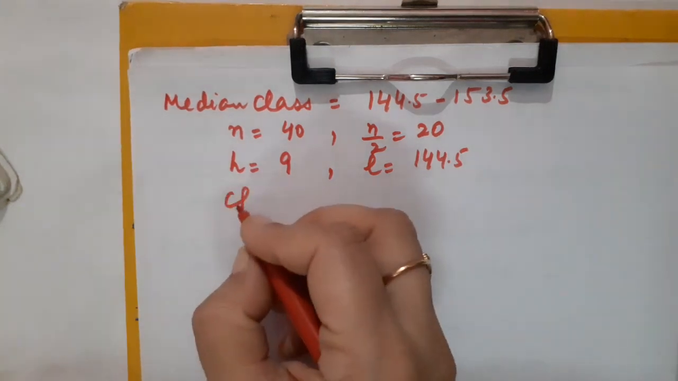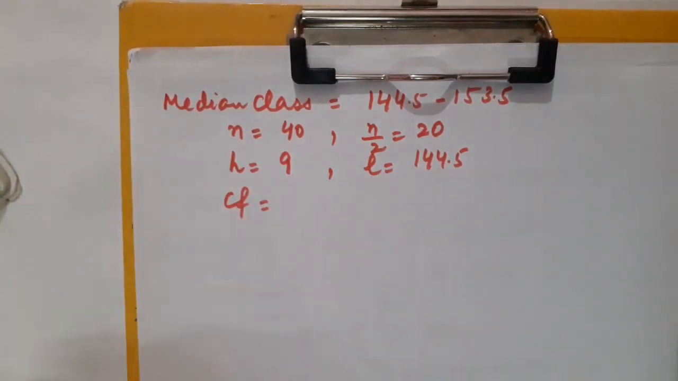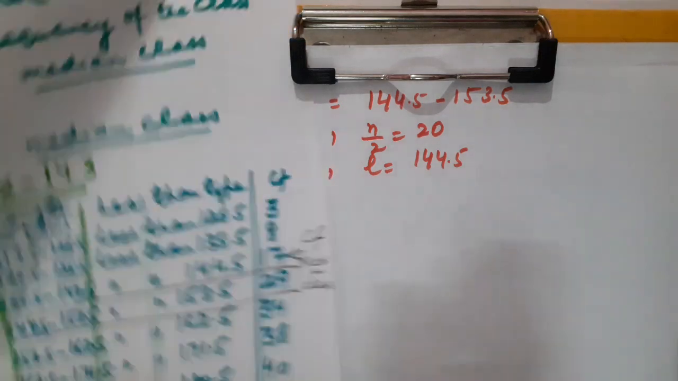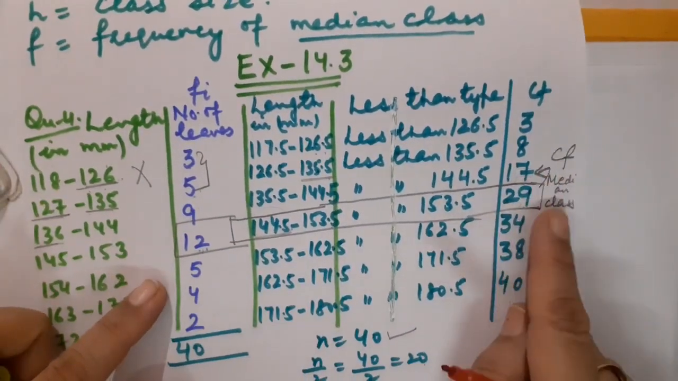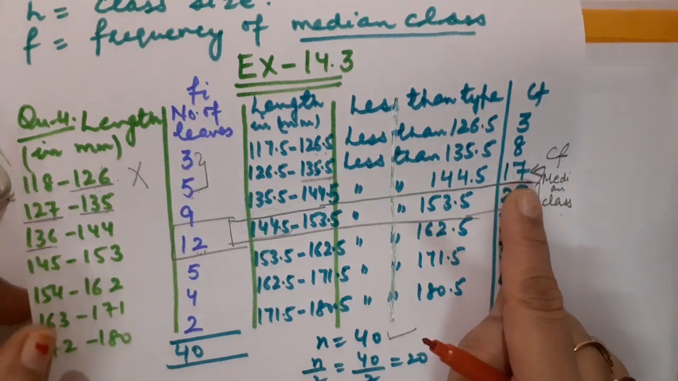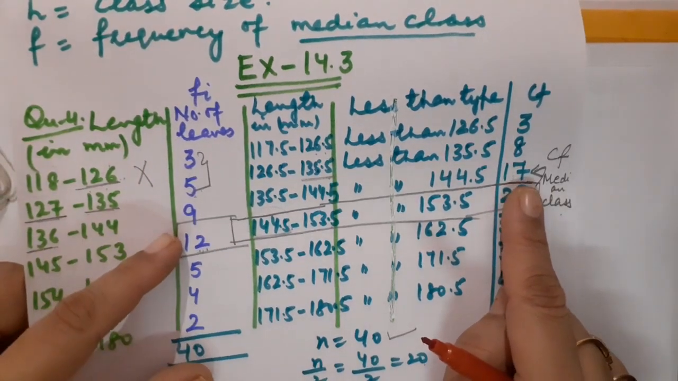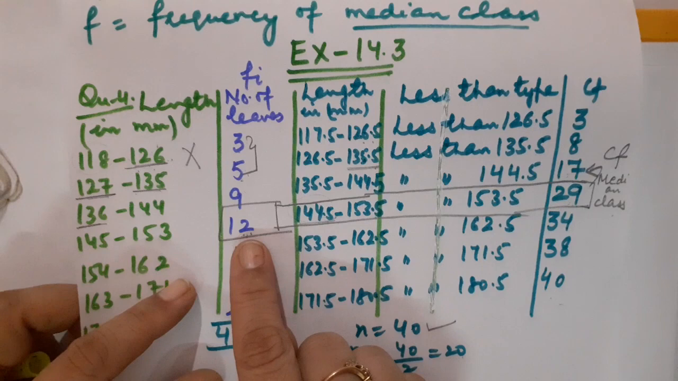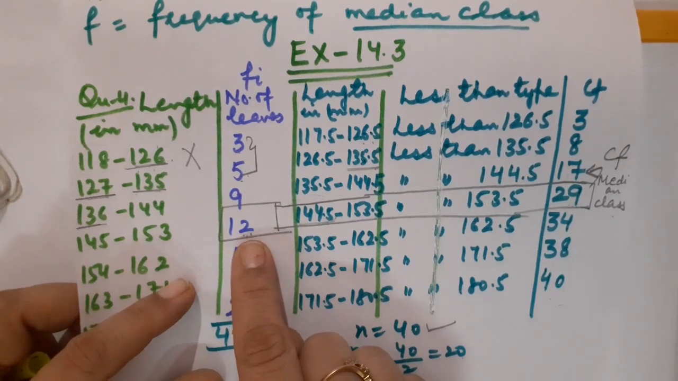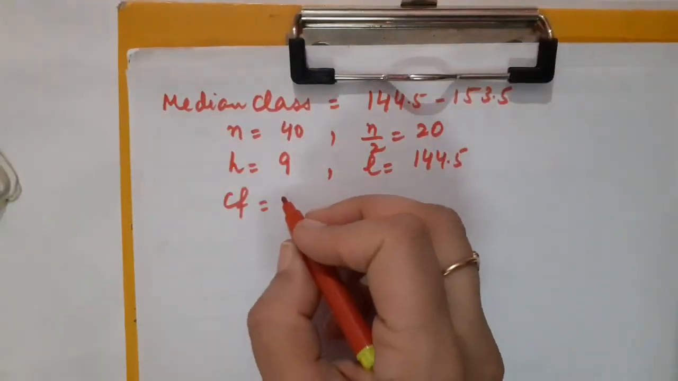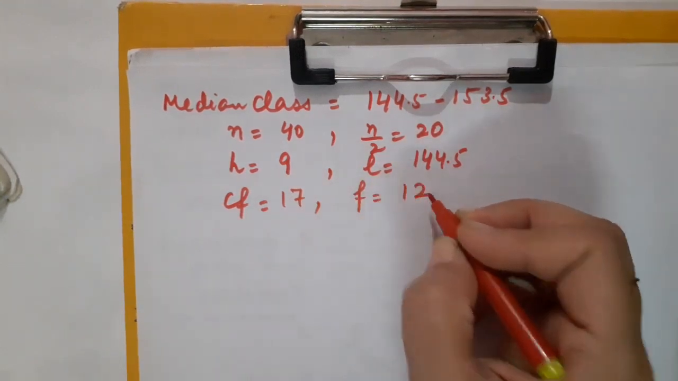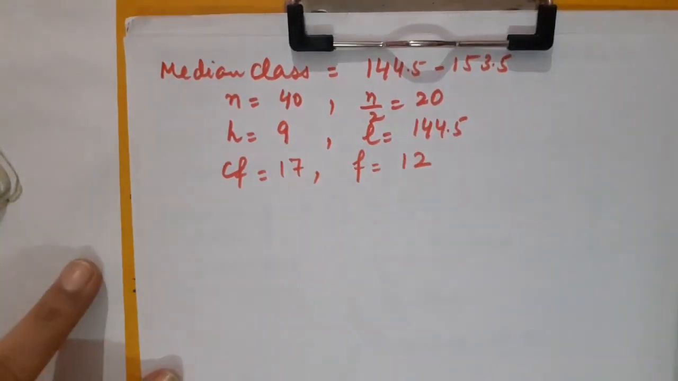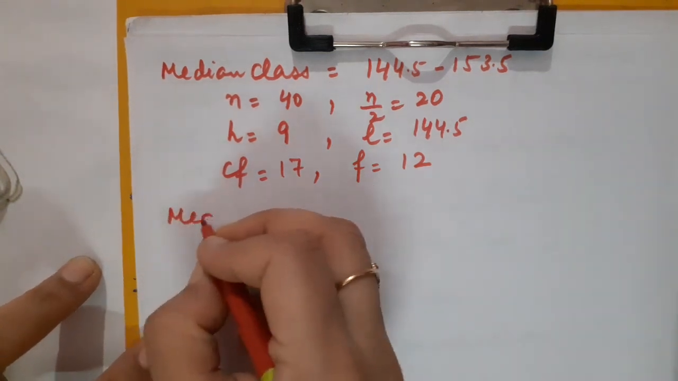Now the cumulative frequency is left. I told you that for the cumulative frequency we are supposed to take that of the class preceding the median class. So what would be the cumulative frequency? That is 17. But the frequency will be taken of the same class, which is 12. So you can write: cumulative frequency is 17, but the actual frequency is 12. Correct? Now let us calculate the median.